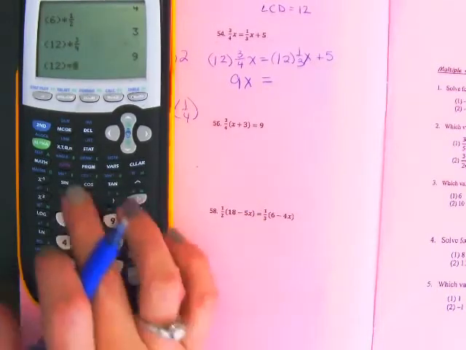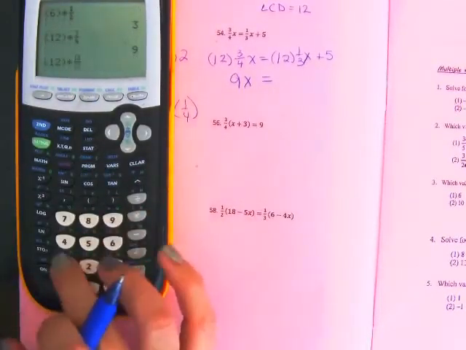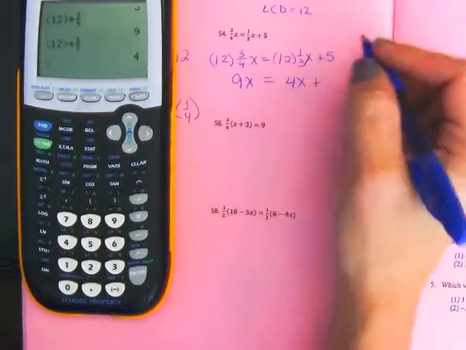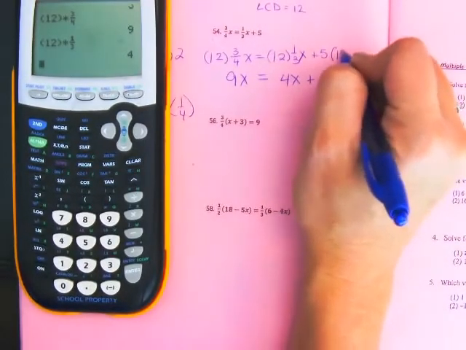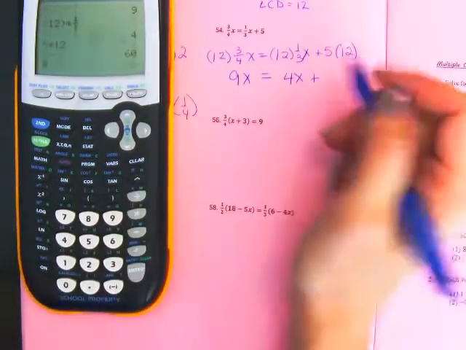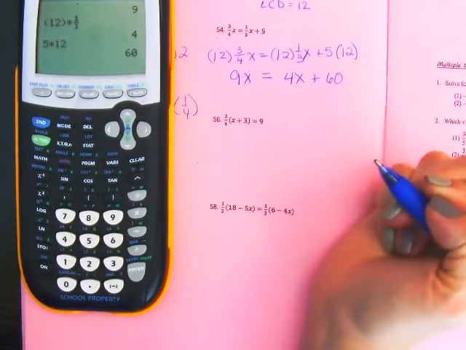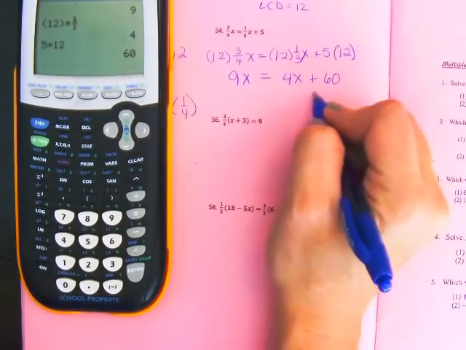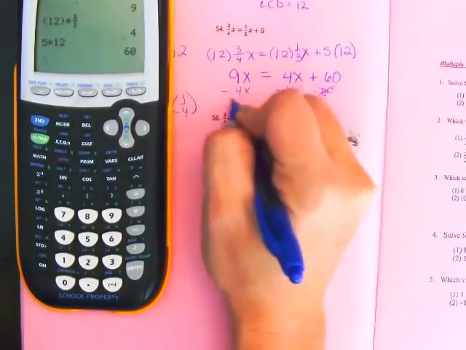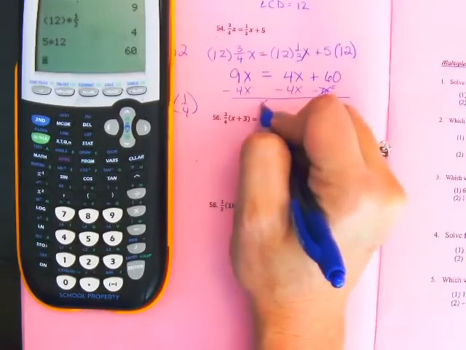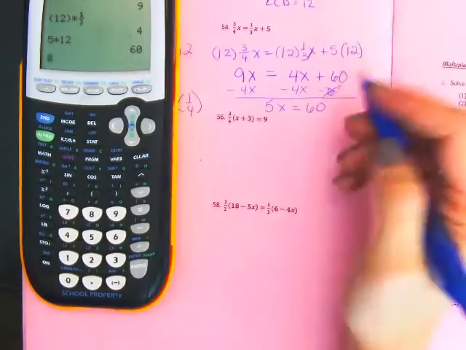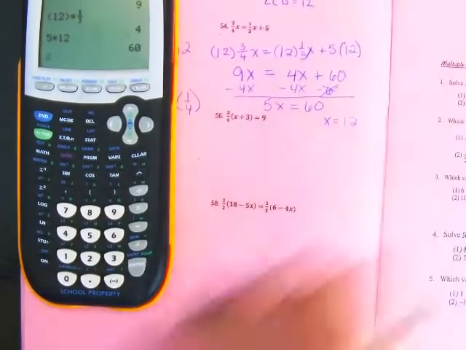12 times alpha y equals enter 1/3. 4x plus, oops, what did I forget? That last term, don't forget any terms. 5 times 12, 60. And then you can go ahead and solve. Whoops. Minus 4x, always move the variable first to move the smaller one. You get 5x equals 60. And if you do that math, you're going to get x equal to 12.